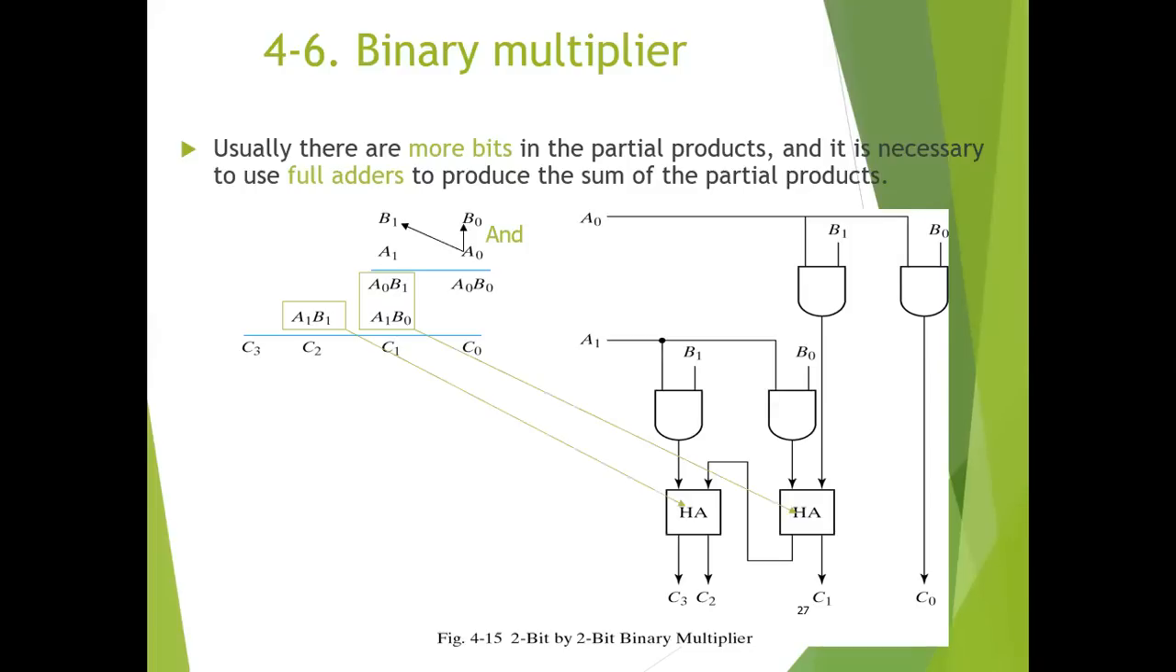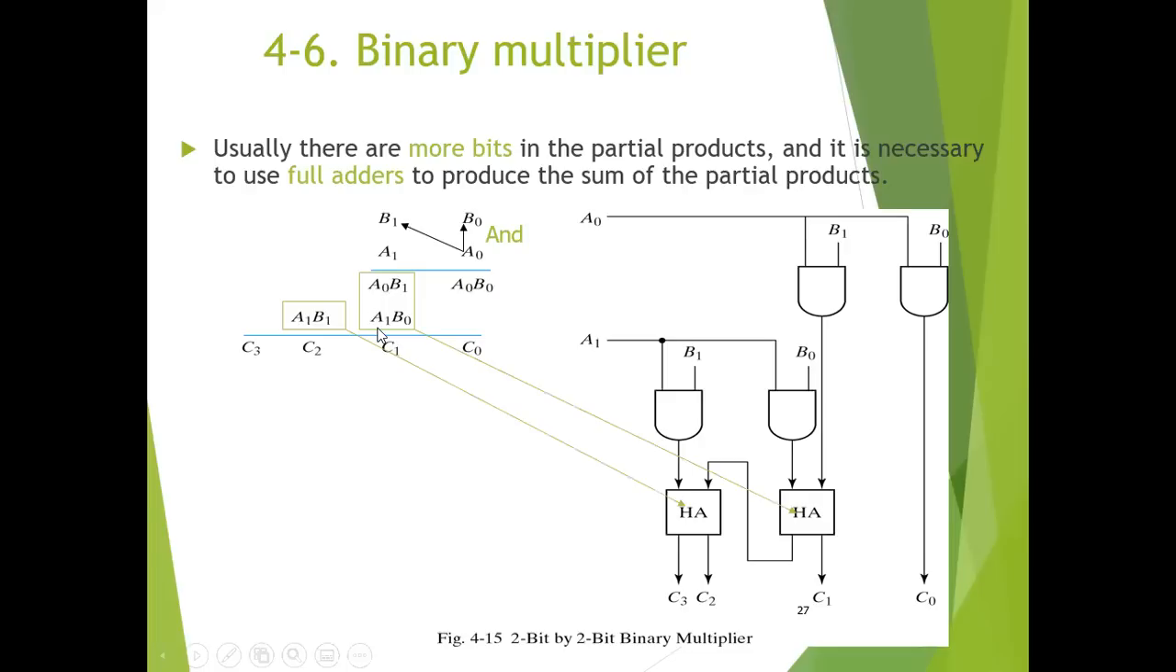To obtain the partial products, we use AND gates, where A naught is multiplied with B naught, and this C naught is obtained at the output. Then A naught is multiplied with B1, and the output is added to its successive partial product, which is obtained by multiplying A1 with B naught.